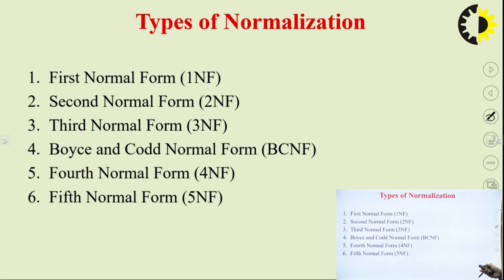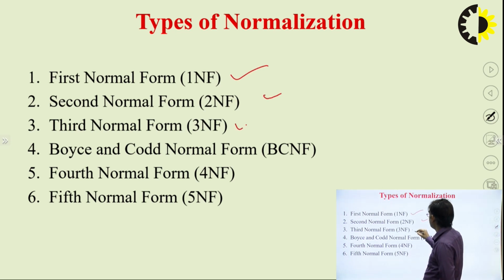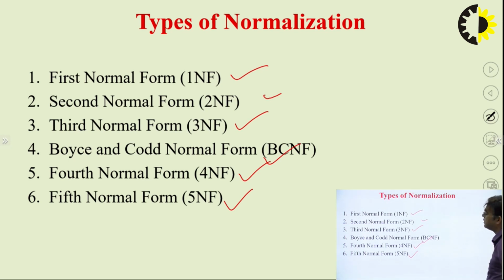Now, if we discuss the types of normalization, there are 6 types. First is the first normal form, second is the second normal form, third is the third normal form, fourth is the Boyce-Codd normal form, fifth is the fourth normal form, and sixth is the fifth normal form. These are the types of normal forms that are generally asked in various exams, like the AKTU exam. Now we have to discuss each normal form one by one.